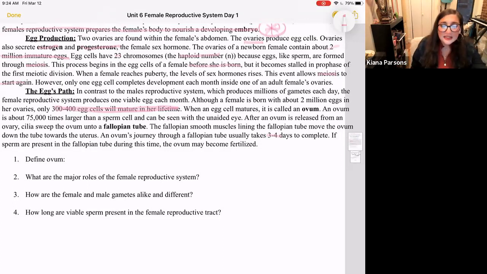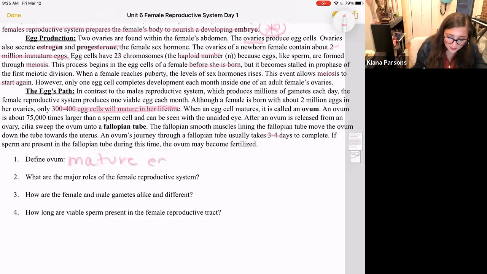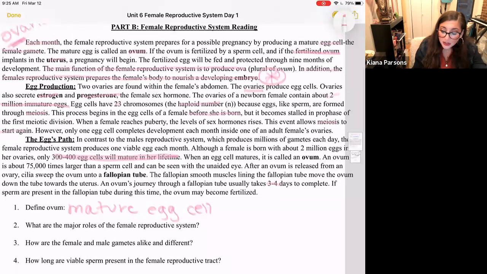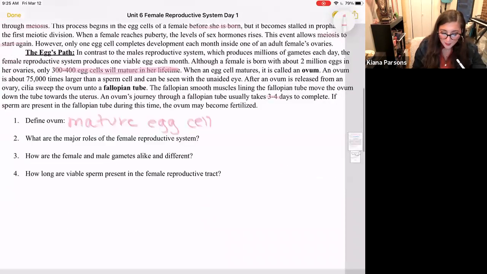So what is an ovum? It is a mature egg cell. What are the major roles of the female reproductive system? To produce ova and to prepare the female's body to nourish a developing embryo.